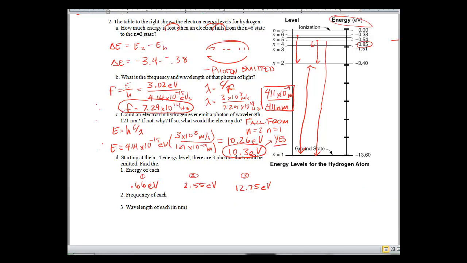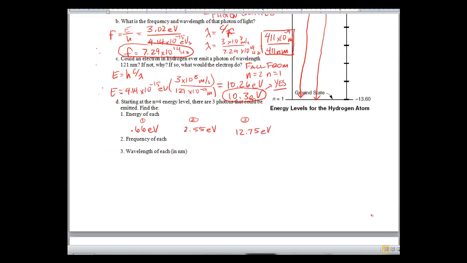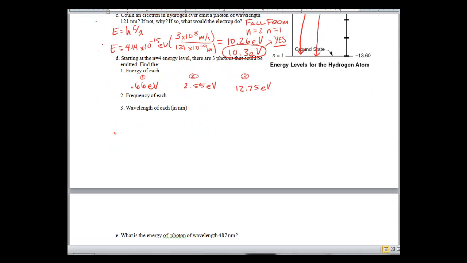Didn't leave a lot of room there, and for that I apologize. So, to find the frequency and the wavelength of each, the frequency is going to be E over Planck's constant, and then the wavelength, lambda, is going to be the speed of light over the frequency. I'll show the first calculation.